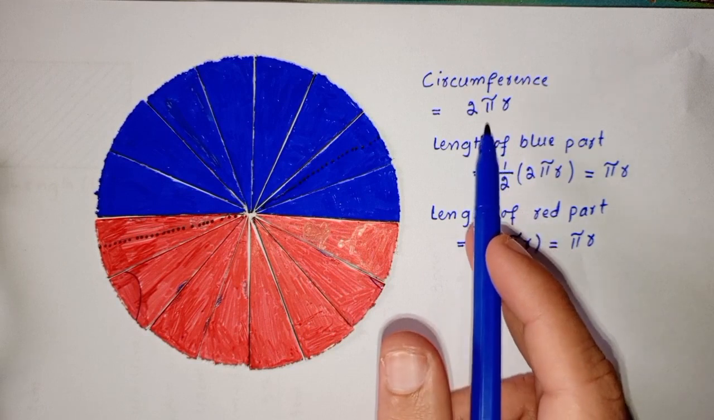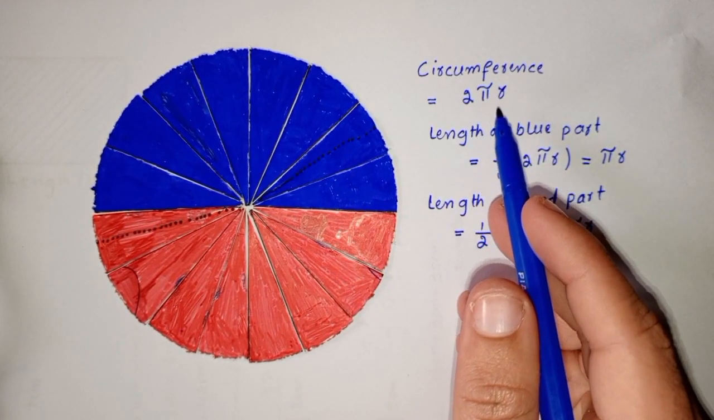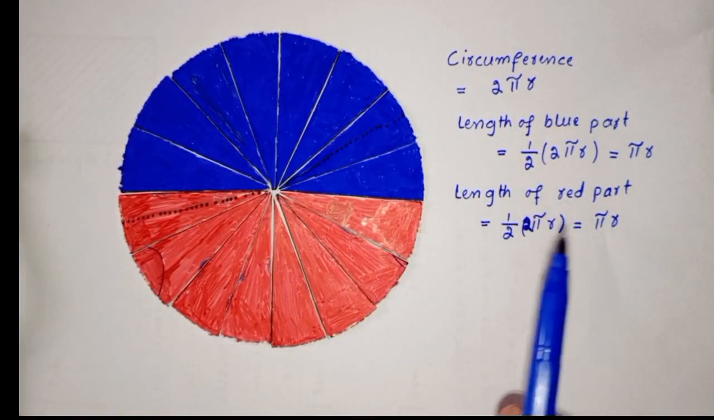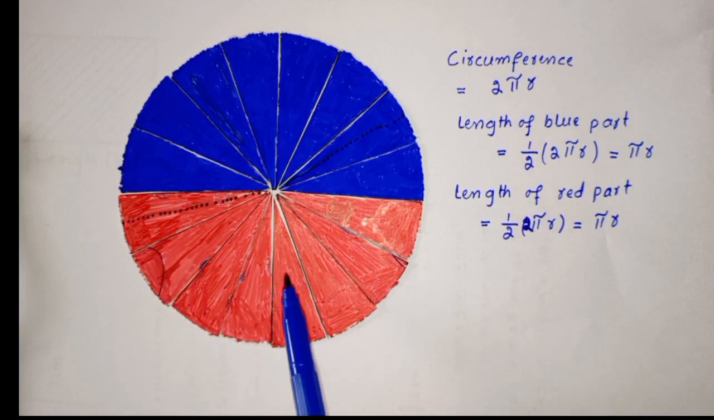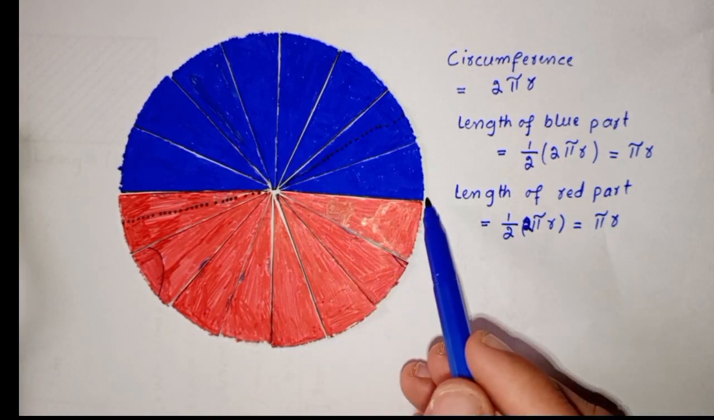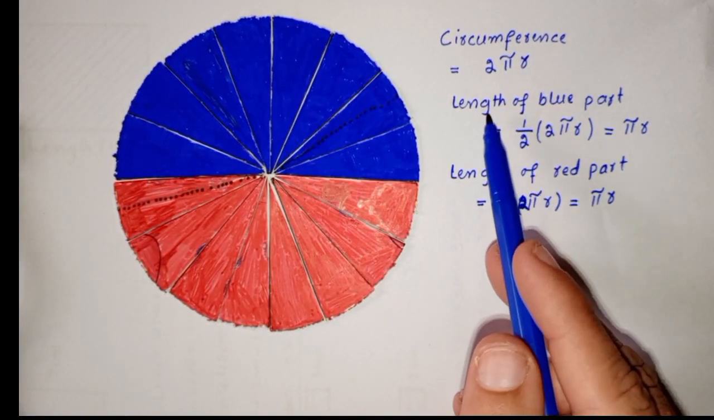And as we know by the formula, circumference of a circle equals 2 into pi into r, right? As we see, half of the circumference is blue and half of the circumference is red. So if you find the length of the circumference that is blue from here to this place, you can find it here. I just wrote it here.